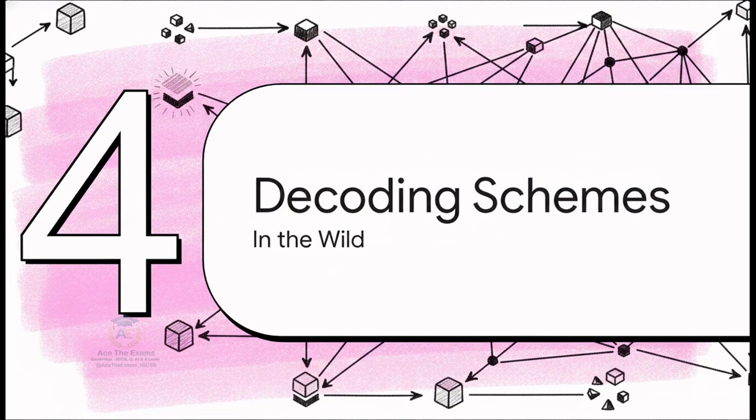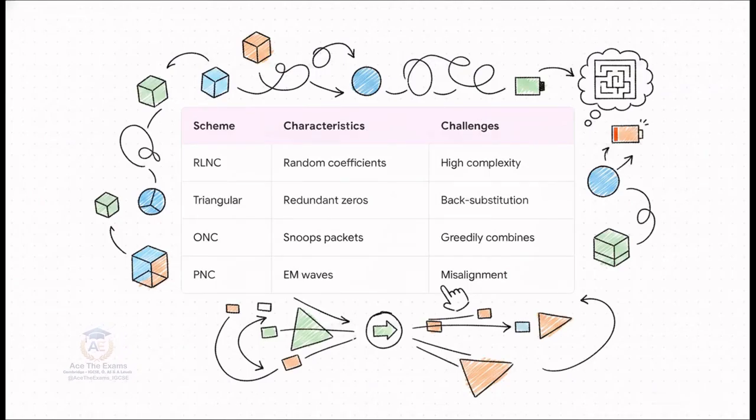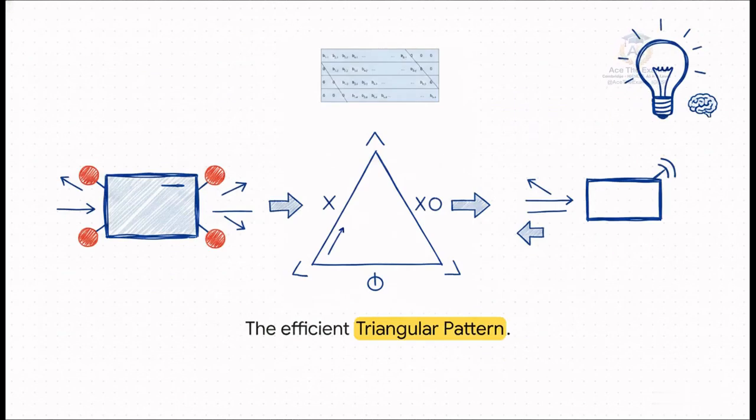Up next is section 4, decoding the schemes. So we've got several fascinating approaches to look at here. Random linear network coding, or RLNC, is incredibly powerful. It uses random coefficients from a Galois field, but as you can see in its challenges, it requires pretty complex Gaussian elimination to decode. That is computationally heavy, especially for tiny battery-powered devices. And honestly, that's exactly why alternatives like triangular and opportunistic coding were developed in the first place, to really bring down that processing overhead. Let's actually look a bit closer at one of those efficient alternatives, triangular network coding.